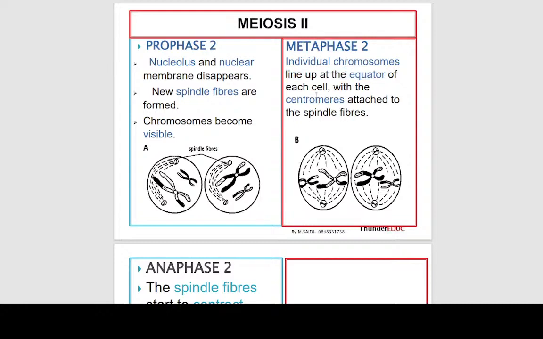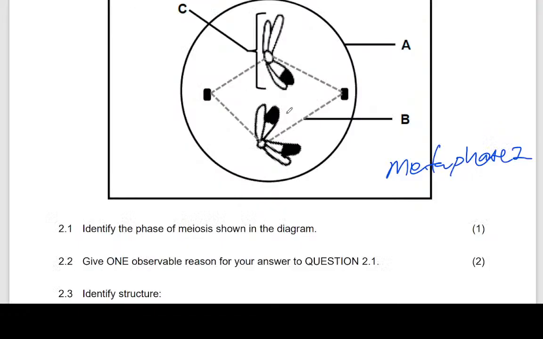So when you are giving the reasons, you're not supposed to just say chromosomes at the equator. Which kind of chromosomes? What you have defined there is just classifying it to be metaphase. But is it metaphase 1 or metaphase 2? That's how students tend to lose the marks. So it is metaphase 2, so they align along the equator singly.